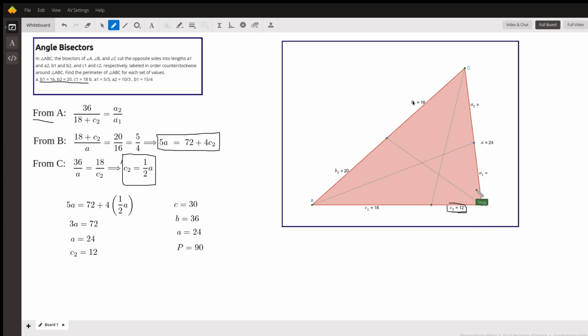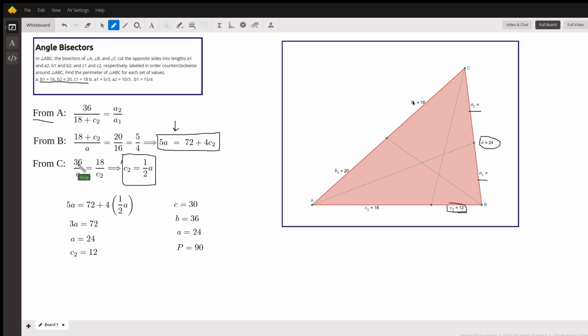is to, well, it turns out we don't really need to know what A sub 1 and A sub 2 are because we're finding the perimeter of the triangle. So we can just use the letter A for this entire side here. So 18 plus C sub 2 is to A as the segments of the opposite side, 20 is to 16, which reduces to 5 to 4. If I cross multiply, I get this equation right here.